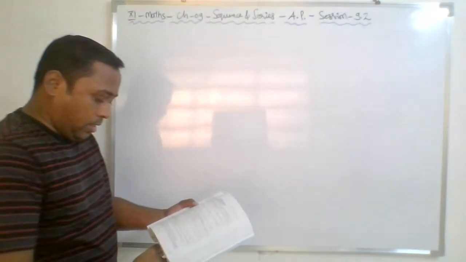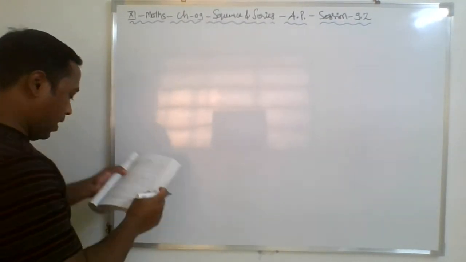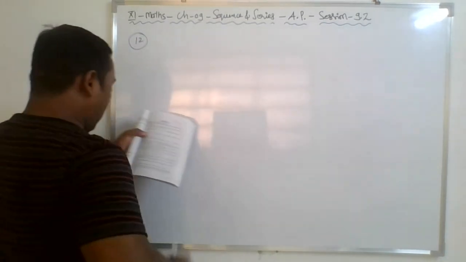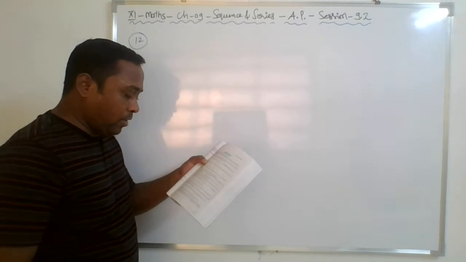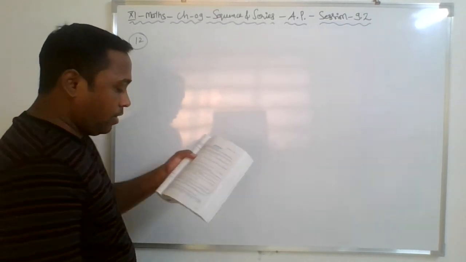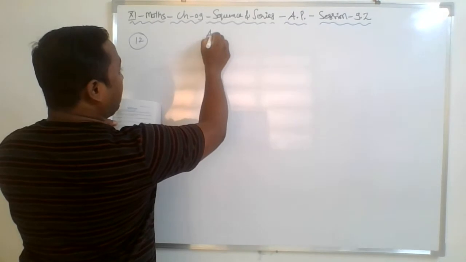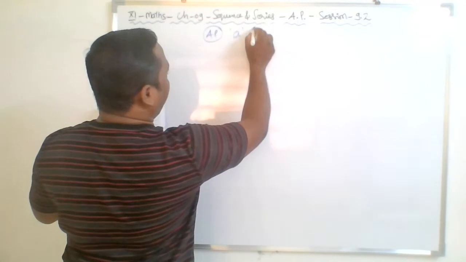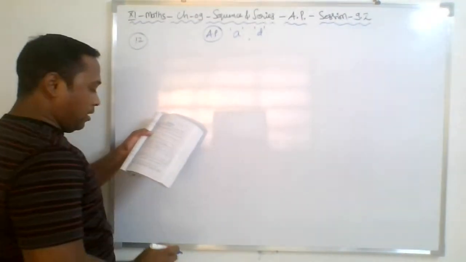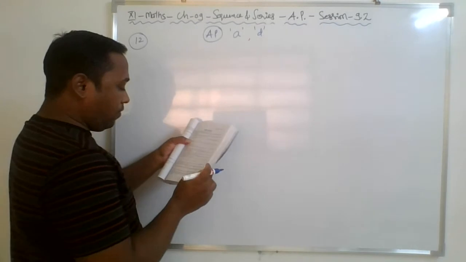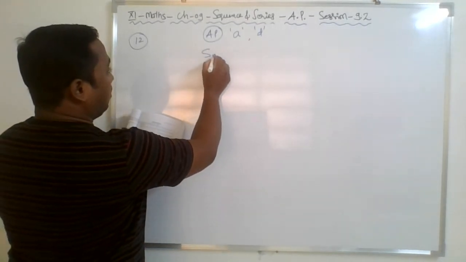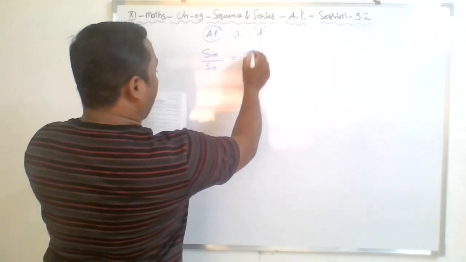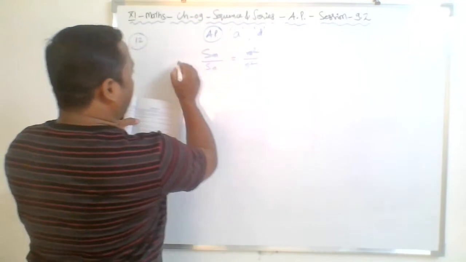Right. So with the help of this, we can now solve question number 12. The question is based on a single AP whose first term will be a and common difference will be d. Right? So what they have said is that the ratio of the sum of the m terms to the sum of the n terms is given by m square by n square. This is the given.